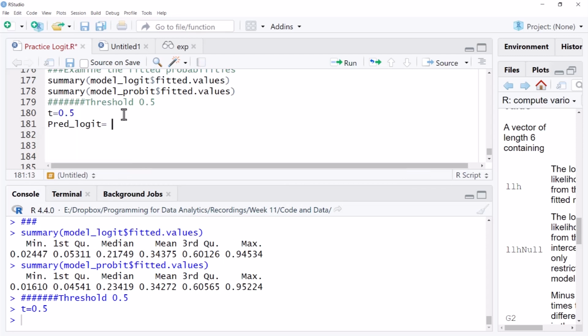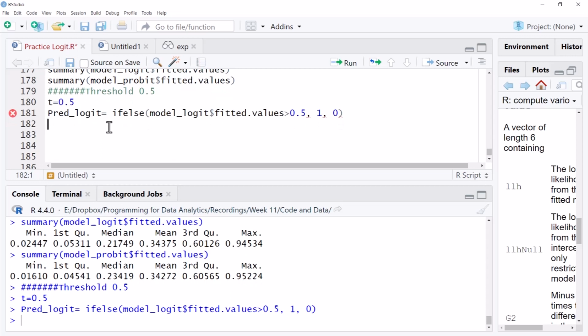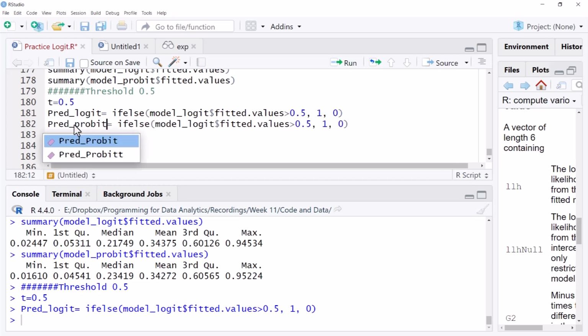So what we need to do is look at the model_logit$fitted values. These are fitted values. If it is greater than 0.5, we assign 1. If it is not, then 0. So these will be your fitted values. We are converting the fitted probabilities into ones and zeros for the logit model, and for the probit model we'll do the same.